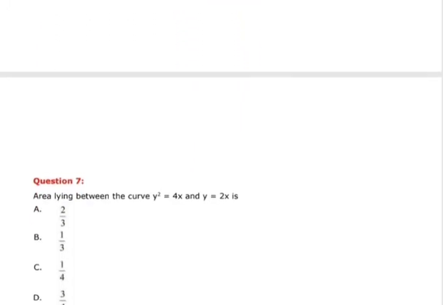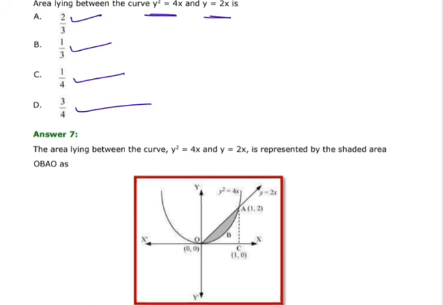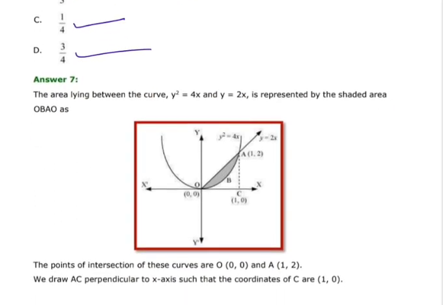Next, finally, the 7th and last question of this chapter. The area lying between the curve y square equals 4x and y equals 2x is: A equals 2 by 3, B equals 1 by 3, C equals 1 by 4, and D equals 3 by 4. So let's see the answer. The area lying between the curve y square equals 4x and y equals 2x is represented by the shaded area OBAO.